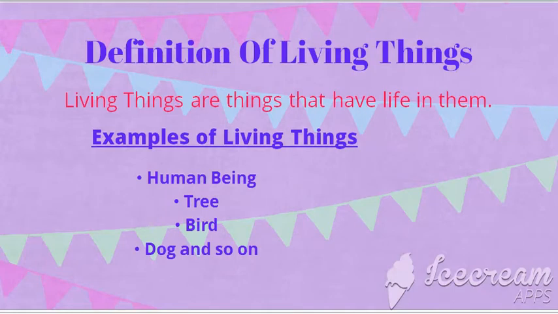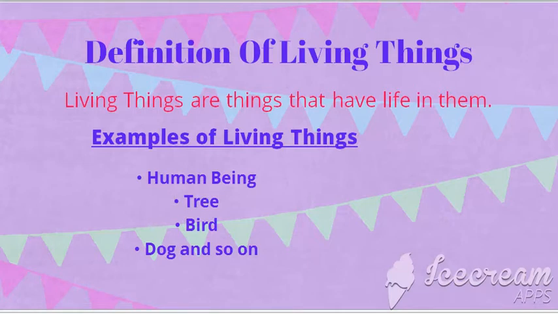So, what is a living thing? Now, living things are things that have life in them. That is, living things have life in them. We have some examples: human beings, tree, birds, dog, and so on. All these are examples of living things.